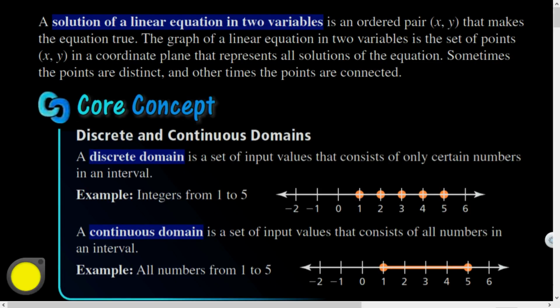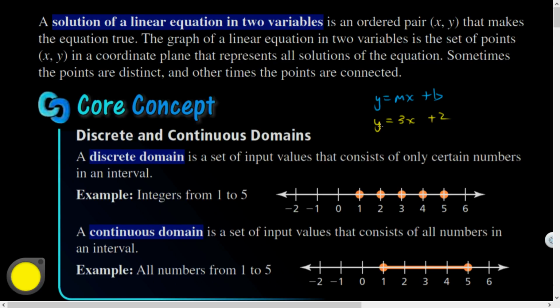We are continuing our look at the linearest of functions. It says a solution of a linear equation in two variables is an ordered pair (x, y) that makes the equation true. Remember, linear equations can be written in the form y equals mx plus b, where m and b are numbers. For instance, y equals 3x plus 2. A solution of a linear equation is any combination of x and y that makes this true.